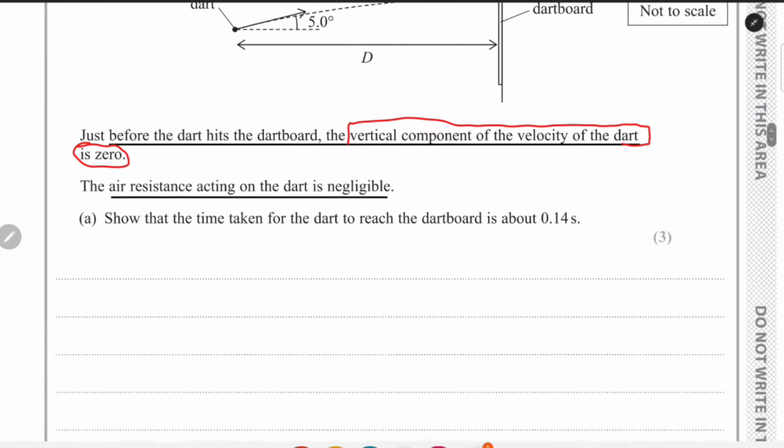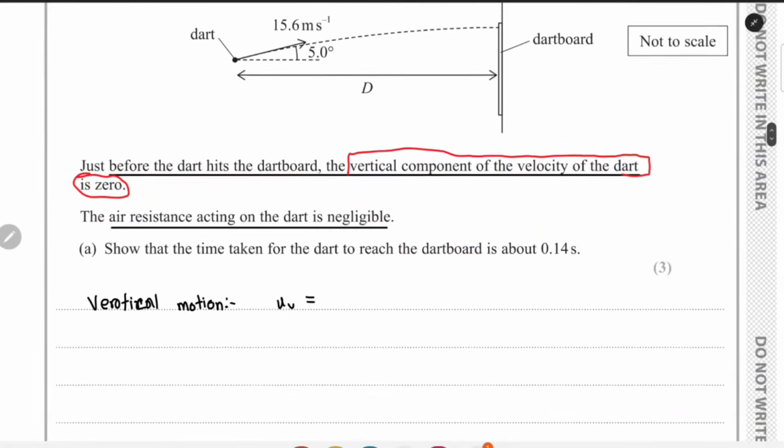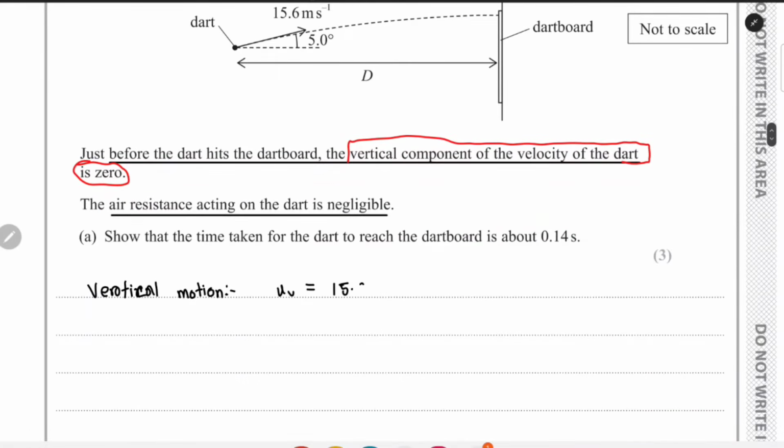which means that when the dartboard was here, the dart was at its maximum height. At maximum height, vertical velocity is 0. So we can find the time for it. We'll consider the vertical motion here. The initial vertical velocity is 15.6 sine 5 degrees.